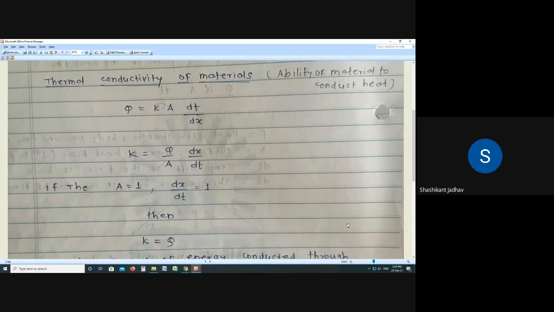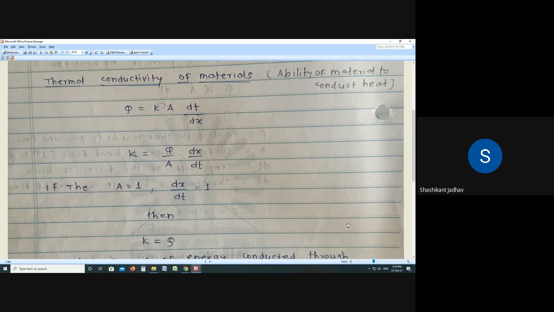So this is the simple definition of thermal conductivity: the ability of a material to conduct heat. Then write down below that, Q is equal to, what is Fourier's law of heat conduction? Q is equal to K into A into dT by dx. Q is the rate of heat transfer, K is the thermal conductivity, A is the area normal to the direction of heat flow, dT is the temperature difference, and dx is the thickness of that particular object.